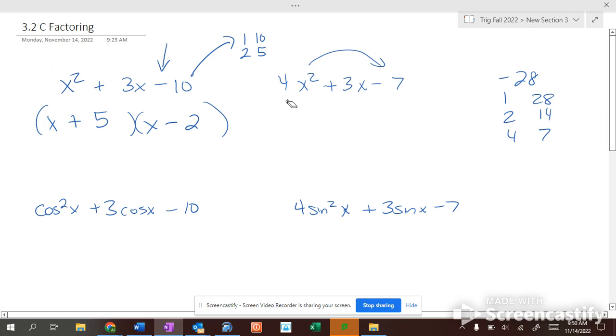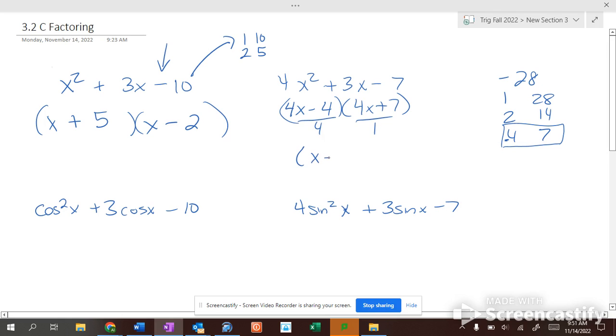Now, which of these combine to be a 3 in the middle? 4 and 7, right? So then what you do is you write 4x. Oh, what are the factors that would make it a positive 3? Positive 7 and negative 4, right? So we write 4x minus 4 and then 4x plus 7. And then take out the greatest common factor, what we can take out. Okay? So then this is x minus 1.